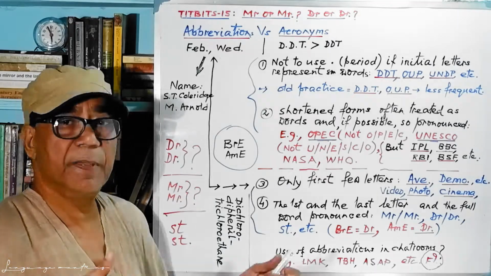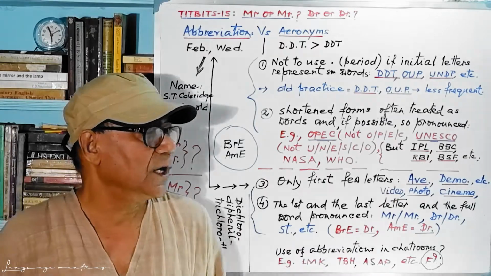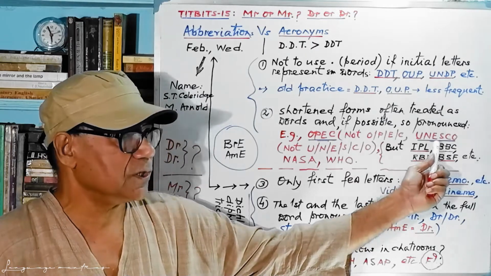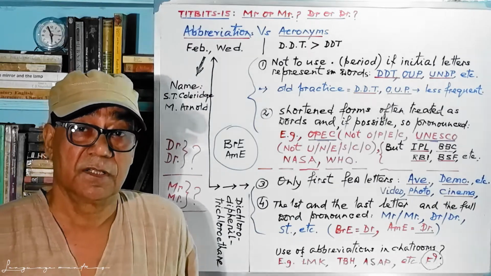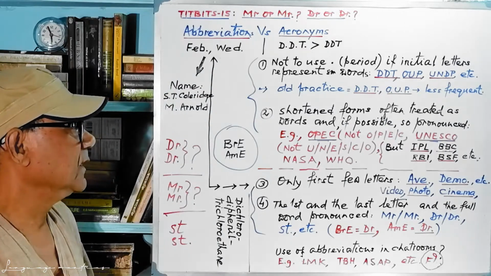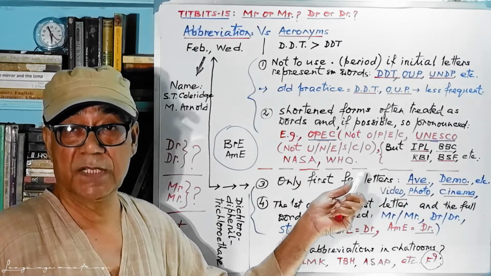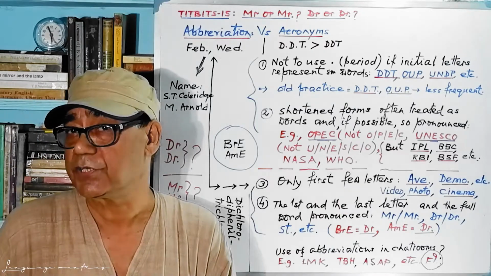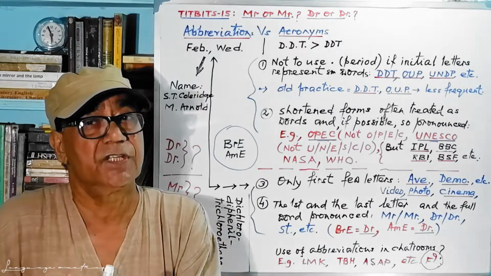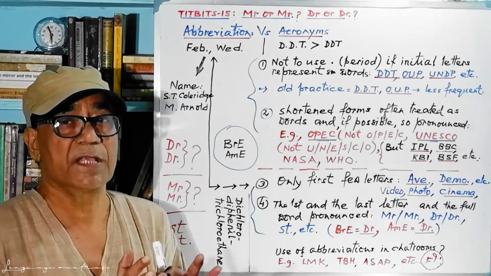And this happens with many other acronyms like UNESCO, United Nations Educational, Scientific and Cultural Organization. Then we have UNICEF. Then we have NASA, WHO, that is World Health Organization, etc. So there is a tendency to try to pronounce them as words and treat them as words.